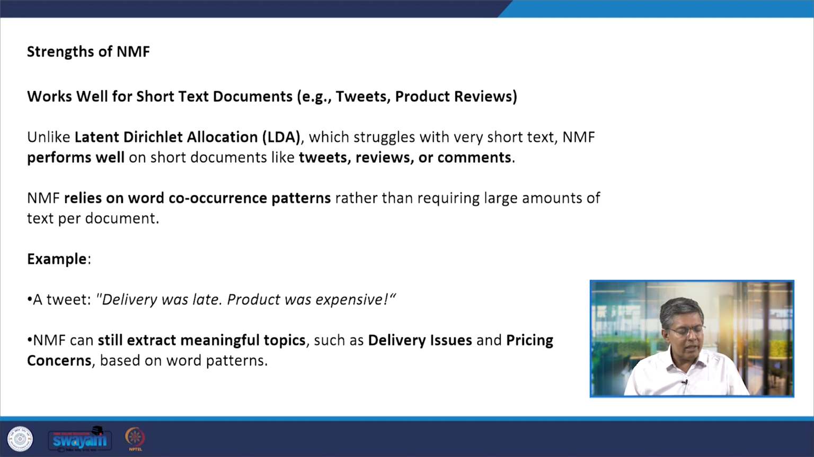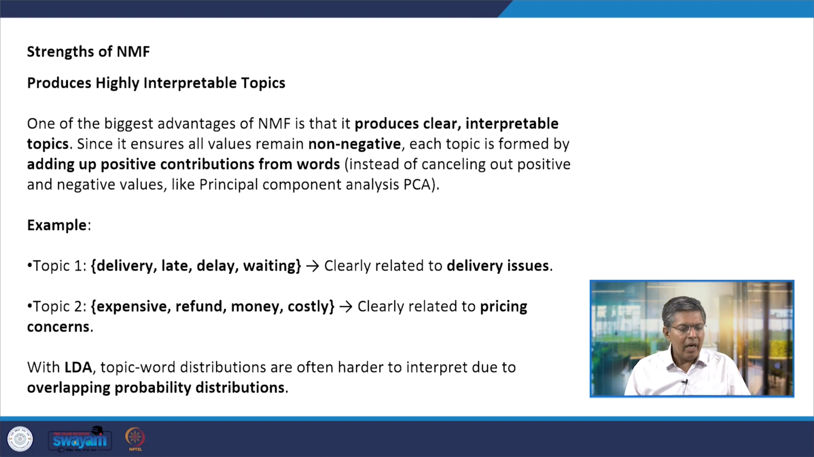So, let us look at this example. A tweet: delivery was late, product was expensive. NMF can still extract meaningful topics such as delivery issues and pricing concerns, based on the word patterns. So, this is the strength, and it produces highly interpretable topics. One of the biggest advantages is that it produces clear interpretable topics. It ensures all values remain non-negative. So, that is one key benefit.